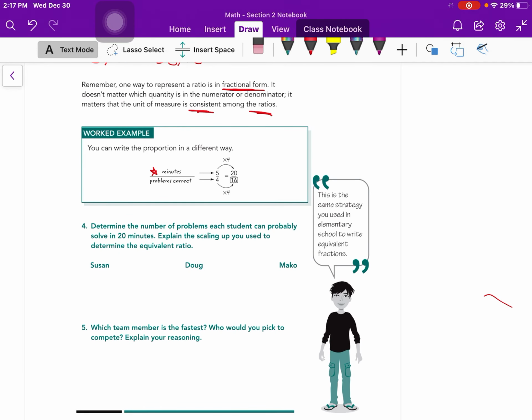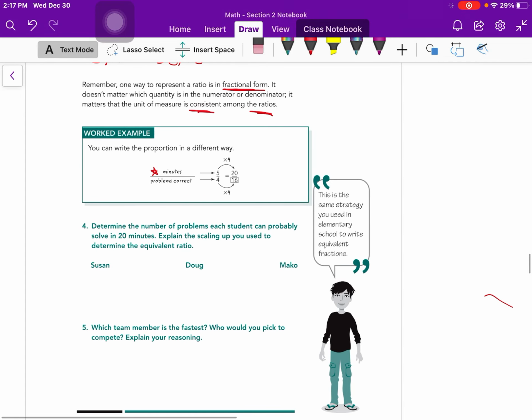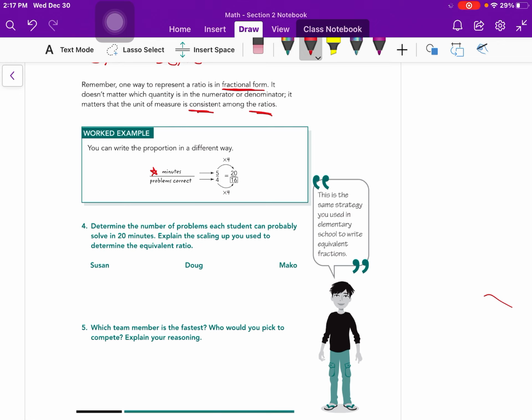determine the number of problems each student can probably solve in 20 minutes. Explain the scaling up that you use to determine the equivalent ratios. All right, so we can try this whole scaling up thing. We know Susan could do 7 problems in 10 minutes. How many do we think she could do in 20? Based on our multiplicative reasoning, we could say 10 times 2, and so we do 7 times 2. She could probably answer 14 in 20 minutes.